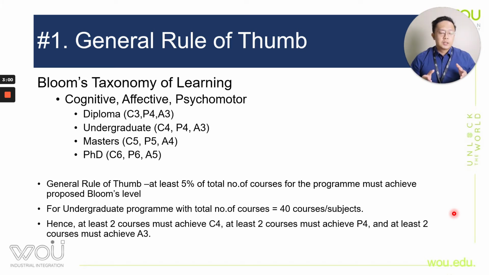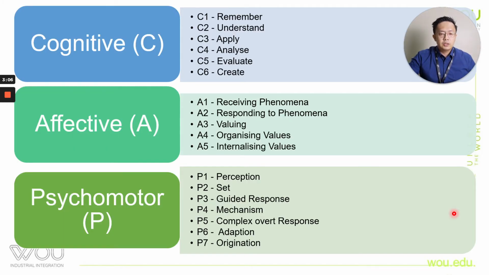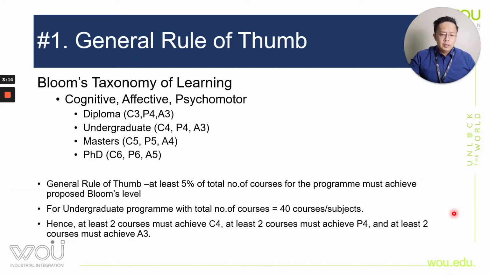Which means, for example, if you are designing for a diploma program, you should at most go to C3. C3 is equivalent to apply. You should try not to go beyond that to the analyze level, which is C4. Keep it for the degree level. There is some understanding behind this as well. By doing this, you'll be able to differentiate very clearly the level of learning from diploma to undergraduate to master to PhD.